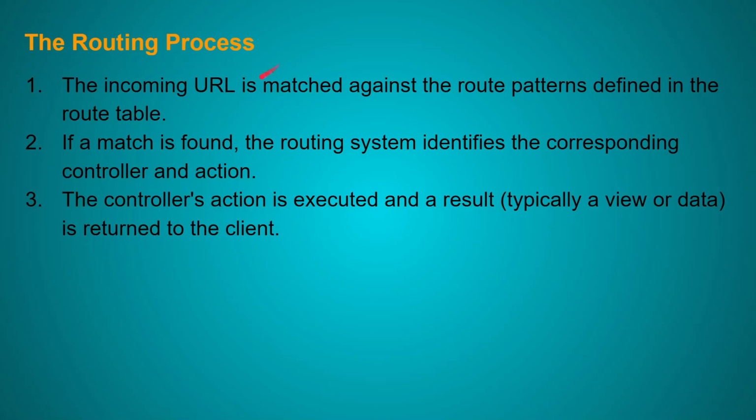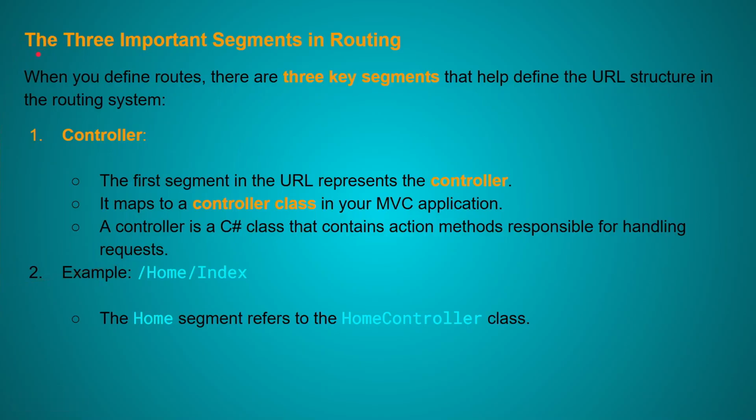The routing process. The incoming URL is matched against the route patterns defined in the route table. If a match is found, the routing system identifies the corresponding controller and action. The controller's action is executed and a result, typically a view or data, is returned to the client. The three important segments in routing. When you define a route, there are three key segments that help define the URL structure in the routing system.